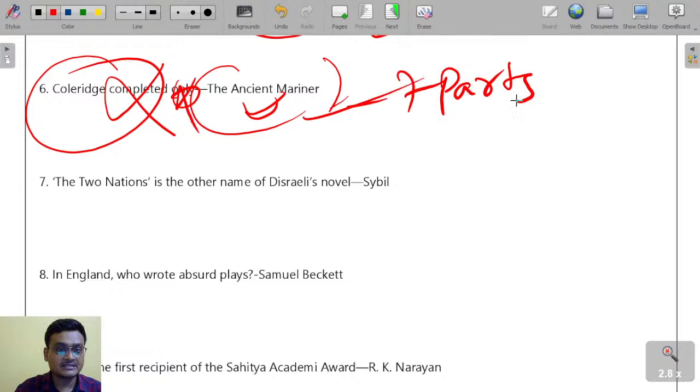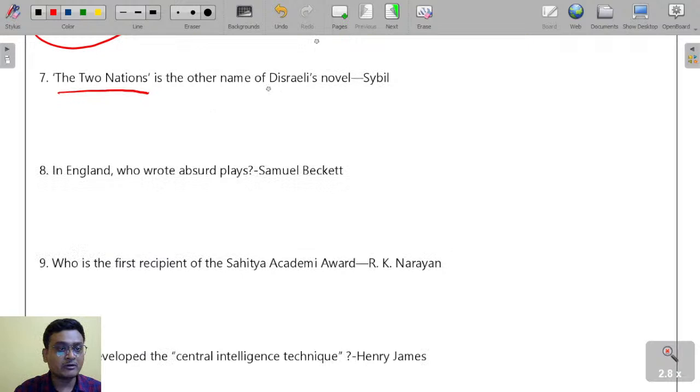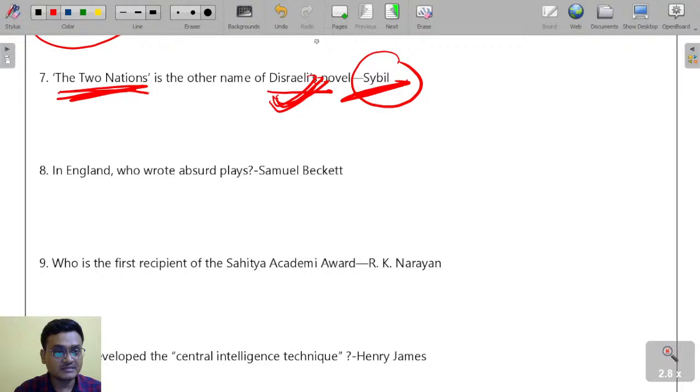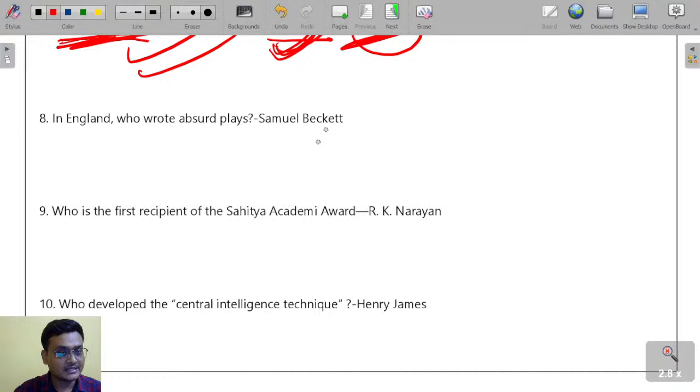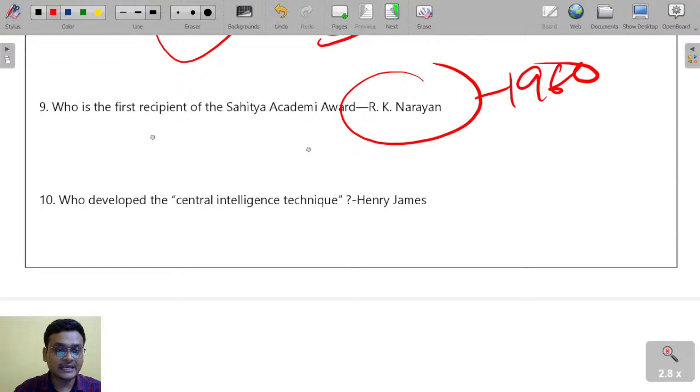Okay. The Two Nations is the other name of Benjamin Disraeli's novel Sybil. So Sybil's subtitle is The Two Nations. It is written by Benjamin Disraeli. In England, who wrote Absurd Plays? Samuel Beckett in England has written Absurd Plays. Who is the first recipient of the Sahitya Akademi Award? R. K. Narayan in 1960. What happened in 1958? Guide was published, okay? And for that Guide he got the Sahitya Akademi Award in 1960.